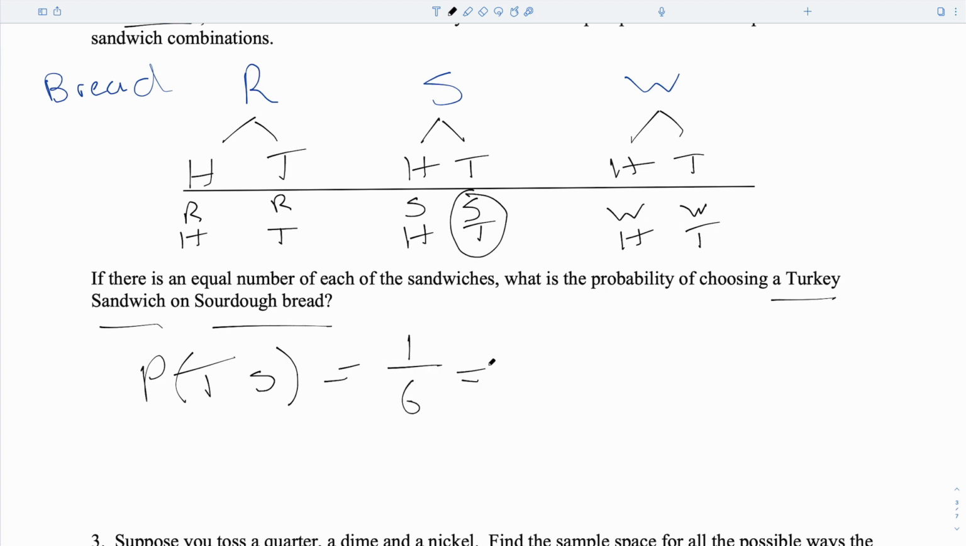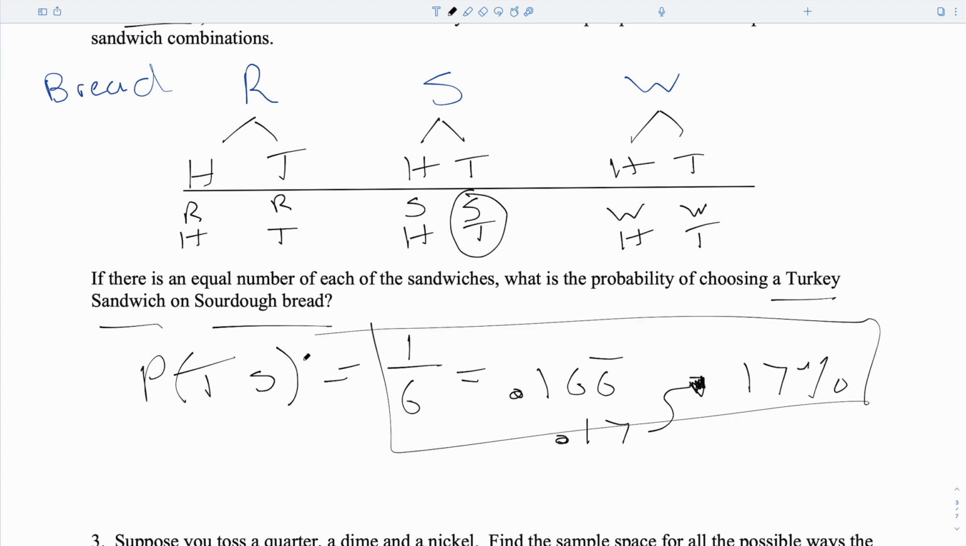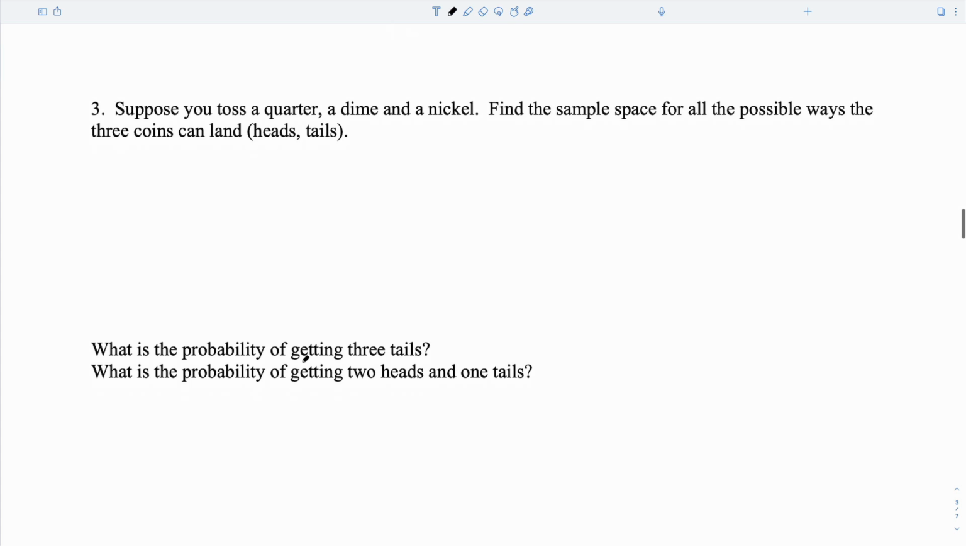1 divided by 6, was that what we just did before? No. What's 1 divided by 6? Kevin. Okay, so we'll round to 0.17. What percentage is that, Miles? Yeah. Okay, there's all your possibilities.